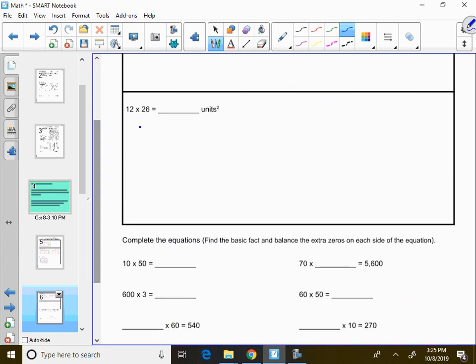Last one, 12 by 26. Again, we could do a 10, a 10, and a 6.